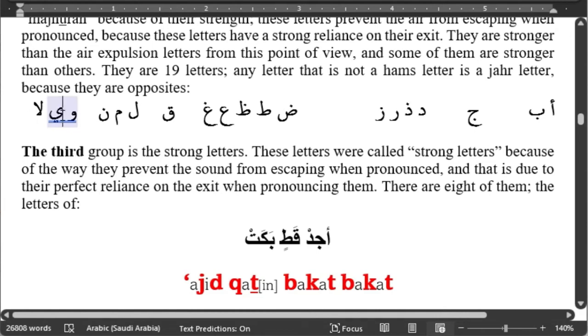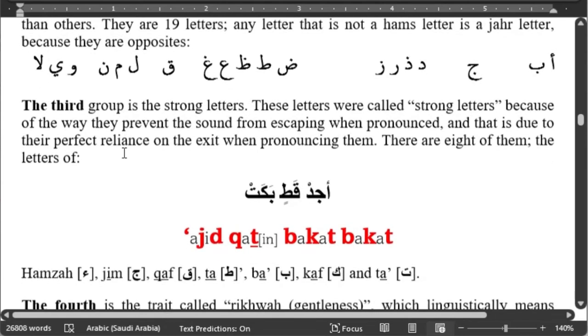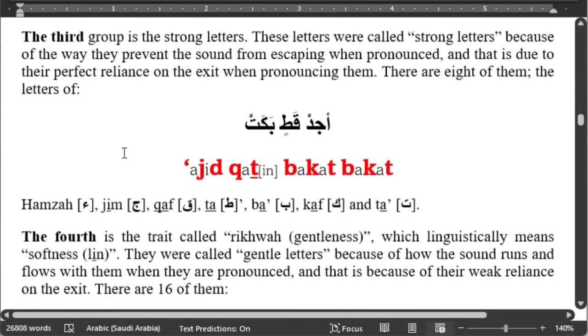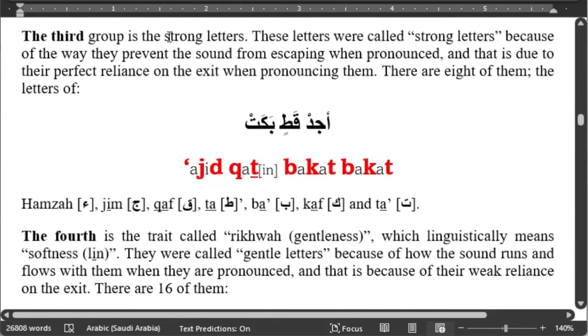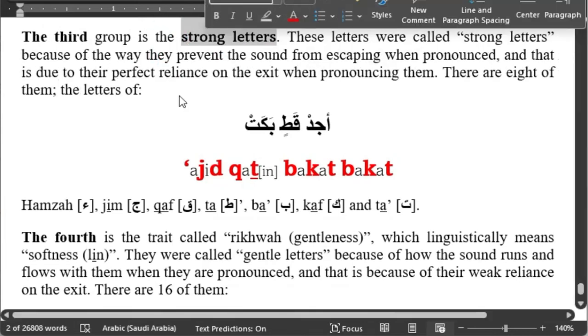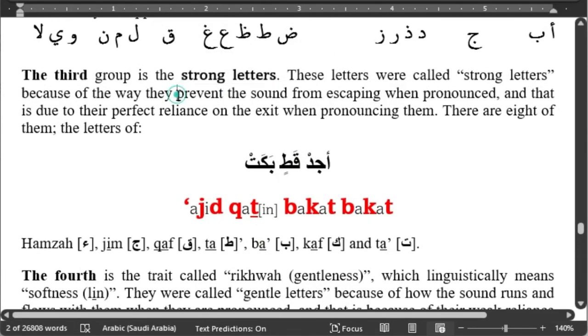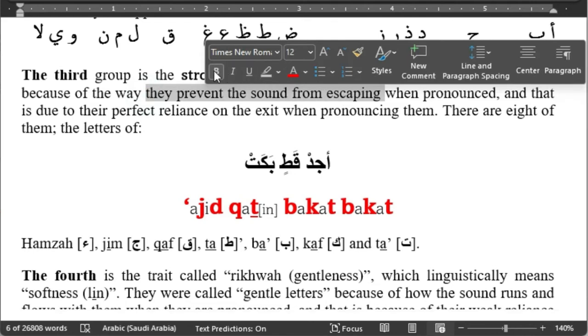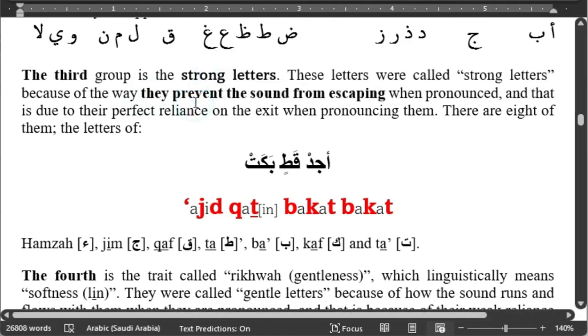So make sure, everyone, that you are paying attention to what I'm saying. The third group is the strong letters. These letters were called the strong letters because of the way they prevent the sound from escaping. They prevent the sound from escaping, not just the air.